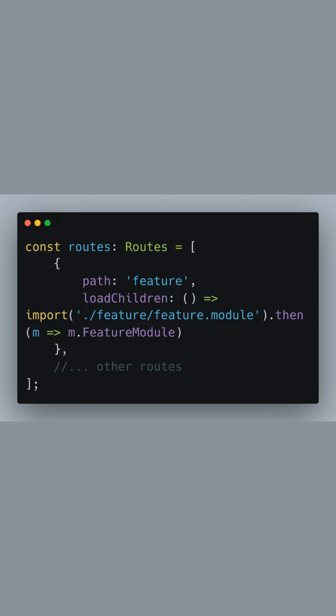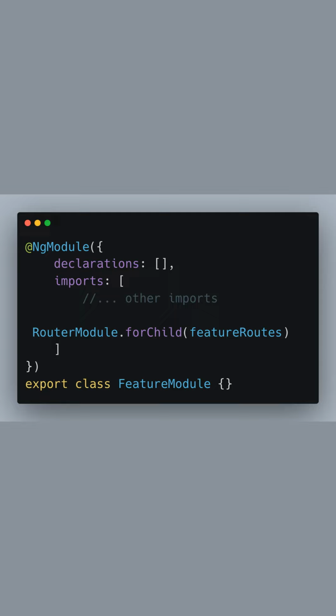This significantly improves our initial load performance, as the code for the feature module is not loaded until it's actually needed. As we proceed, look at the feature module configuration. It is a typical NgModule decorated class but with a slight difference in the imports. We use RouterModule.forChild instead of RouterModule.forRoot because this module is not our root app module, but a child that's being loaded lazily.